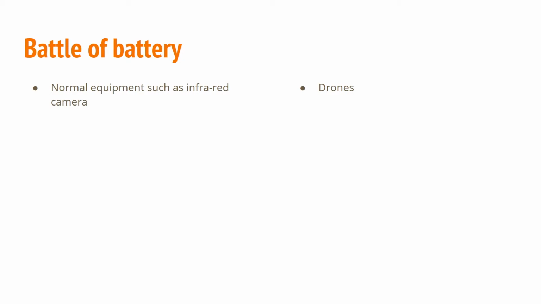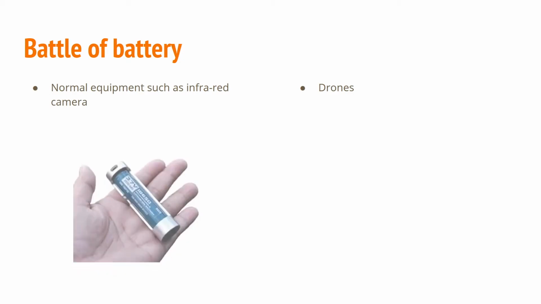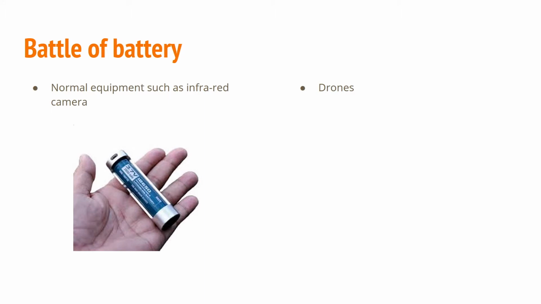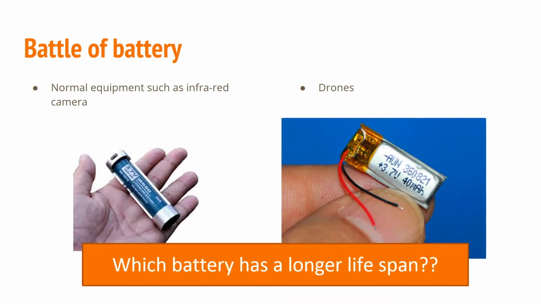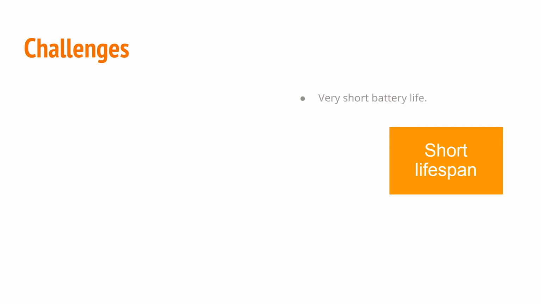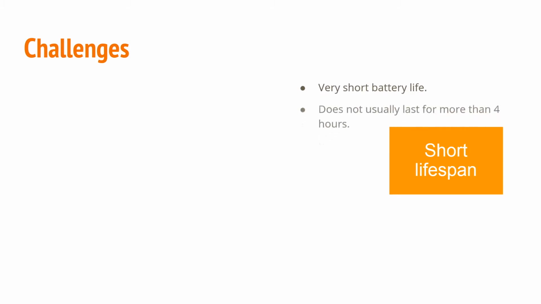Now, let's have a wild guess game. When compared to the size of the battery of normal equipment and drones, which one do you think has the longer battery life? Apparently, it is the normal battery. As drones are small and they are sustained by the micro battery, their lifespan are very short and due to the ineffectiveness of charging, this is one of the greatest disadvantages.